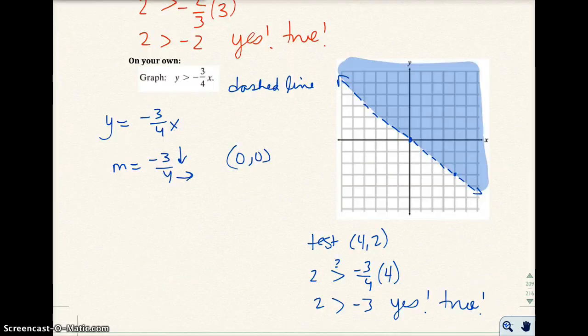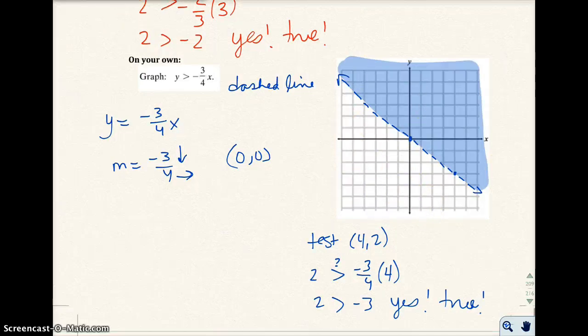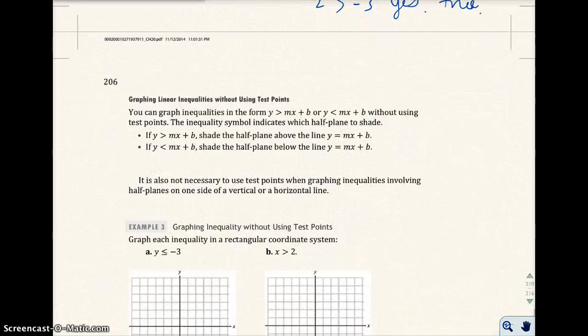Okay, so the on your own problem here, I get this region up here after I graphed the line, and I tested a point up here and it was true. If you tested a point down here, that's completely fine. If you tested a point down here, you would have found that the statement was false, and then you would have shaded up there. Okay, so let's go to the next example.